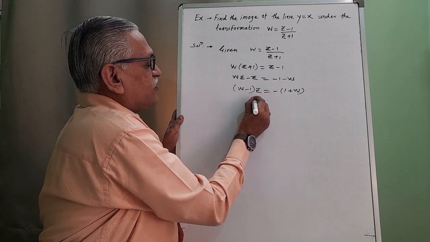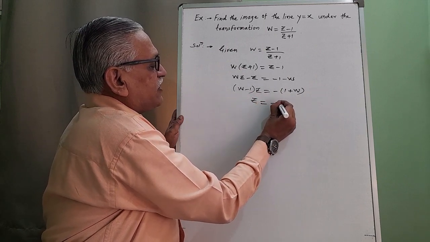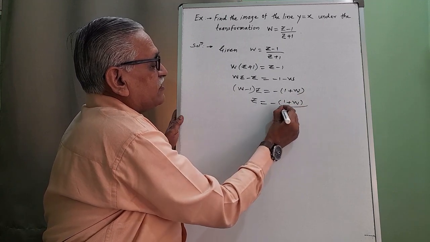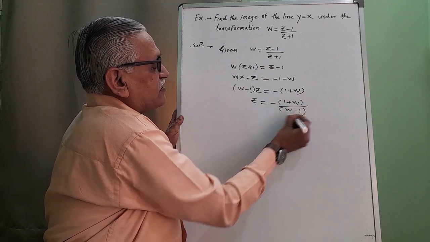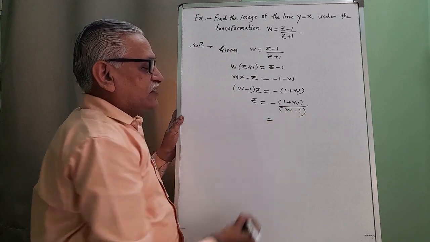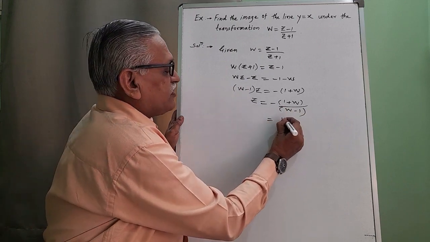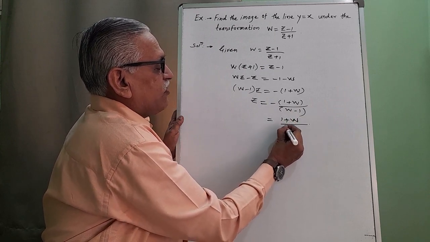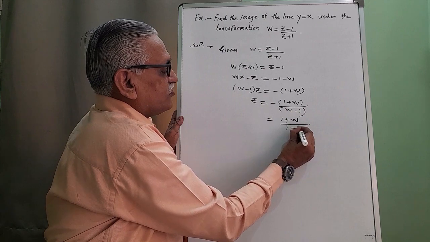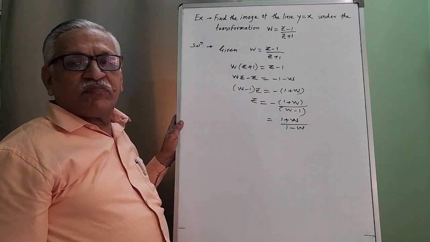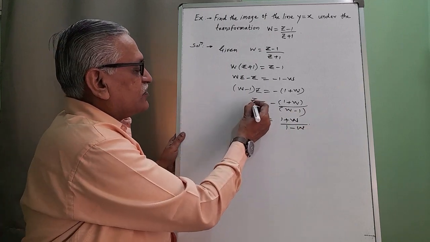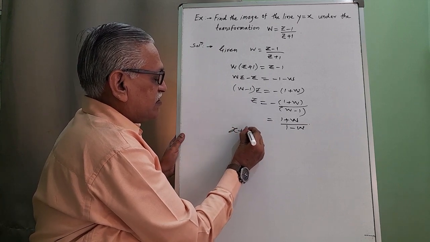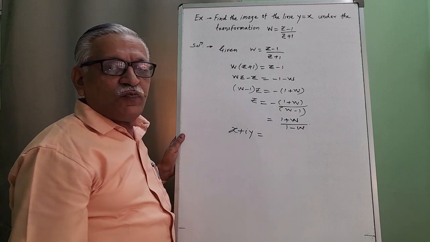Dividing by w minus 1, we get z is equal to minus of 1 plus w divided by w minus 1. Multiplying by minus inside the bracket, we get 1 plus w divided by 1 minus w. And then for further simplification, substitute z as x plus iy and w as u plus iv.